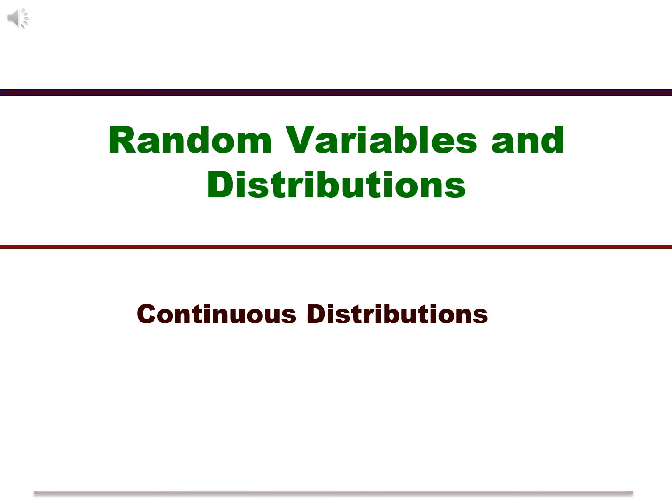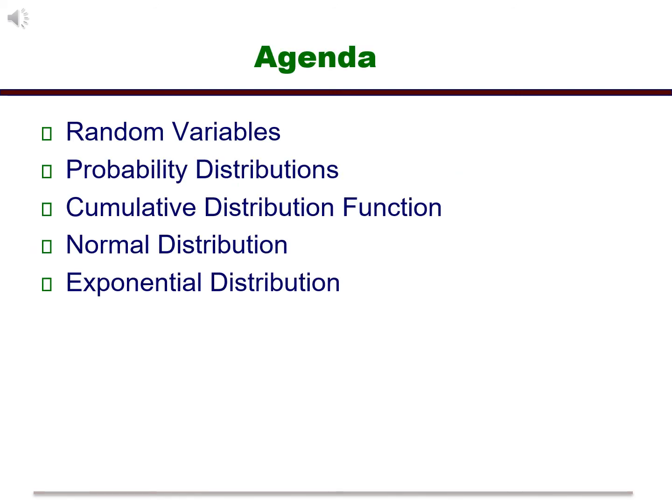In this lecture, we're going to discuss random variables and probability distributions. We will focus on continuous distributions. In terms of the agenda, we will discuss what a random variable is and then what a probability distribution is. We will then discuss the cumulative distribution function. We will end talking about two types of continuous distributions, normal and exponential.